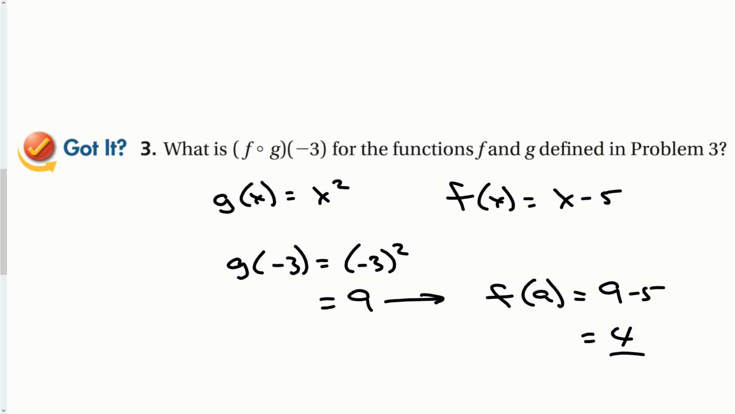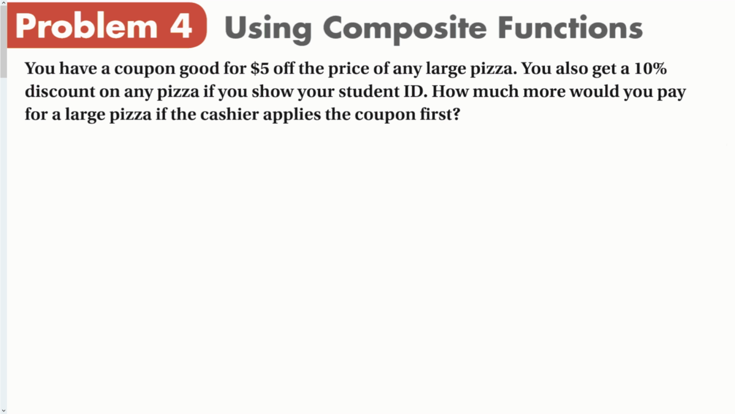Plug something into the first function, and then use that to get your second answer. Let's try a word problem. You have a coupon good for $5 off the price of any large pizza. You also get a 10% discount on any pizza if you show your ID. How much more would you pay for a large pizza if the cashier applied your coupon first? Let's make x equal the price of the pizza. The coupon is a function of price. What does the coupon do? $5 off. So we take the price minus 5.